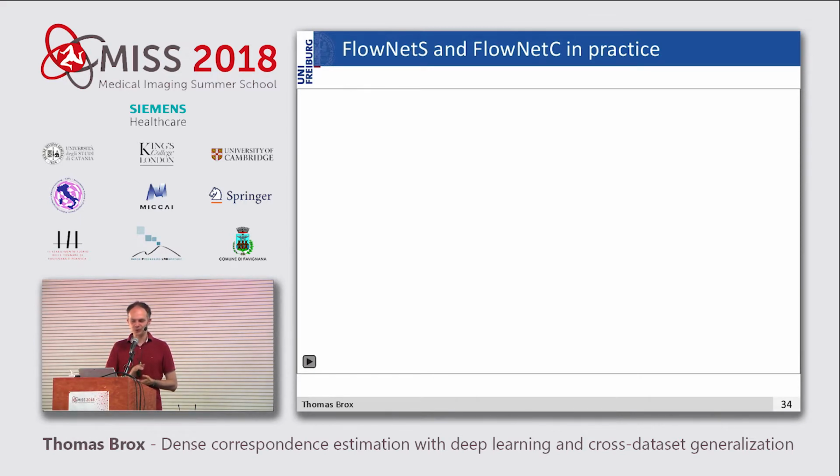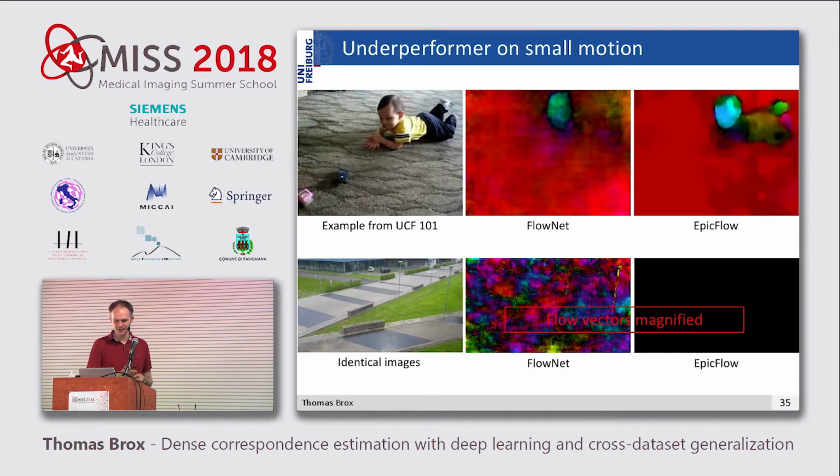Especially this network was an underperformer on small motion. So here's an example where there's actually very little motion. The baby moves a little bit, and you see here in the FlowNet you have these noise artifacts in the background. This is partially due to some compression artifacts. It's an example from some action recognition dataset which has very bad compression artifacts. But this is not the only reason, because you also see here a classical variational method for optical flow estimation. It produces much smoother results and also gets the motion of the kid much better than the FlowNet. So in the small motion cases, the network was not really good and not competitive to variational methods.